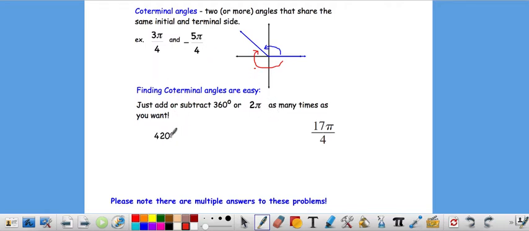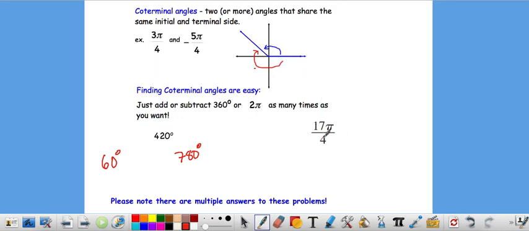So for example, if you want to find like 2 different coterminal angles of 420 degrees, you could subtract 360 and you'd get 60 degrees. You could add 360 and you'd get like 780 degrees. And if you were to take like the sine of 420 degrees and compare it to the sine of 60 degrees, you get the exact same number because they are effectively the exact same angle. It's just taking a loop around, which doesn't really matter.